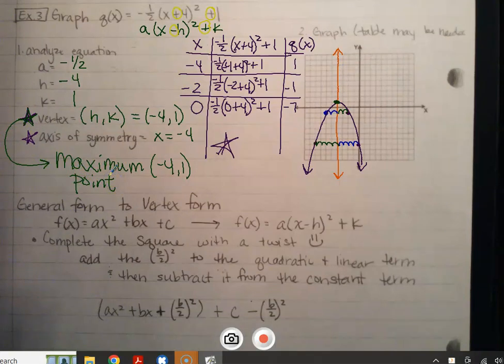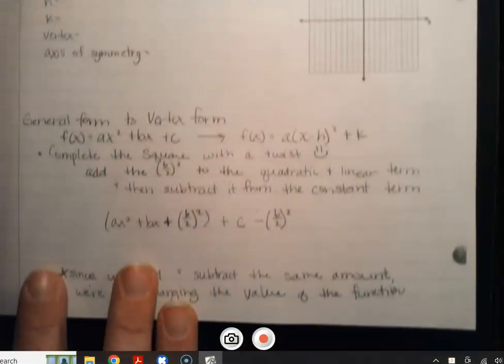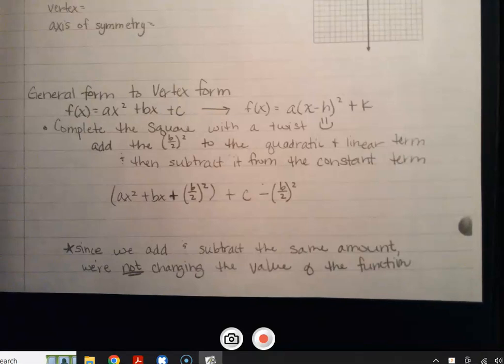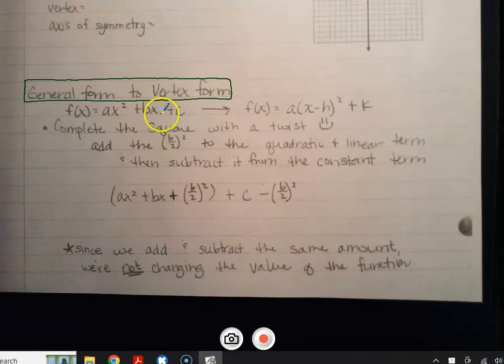Wonderful. Now the next thing on our agenda. Sorry, I clicked the wrong button there. The next thing on our agenda is looking to get from general form to vertex form. So right here, going from general form to vertex form. I told you earlier, with some completing the square. So we've got our general form, ax squared plus bx plus c. We want to get it to vertex form: a times the quantity x minus h squared plus k.